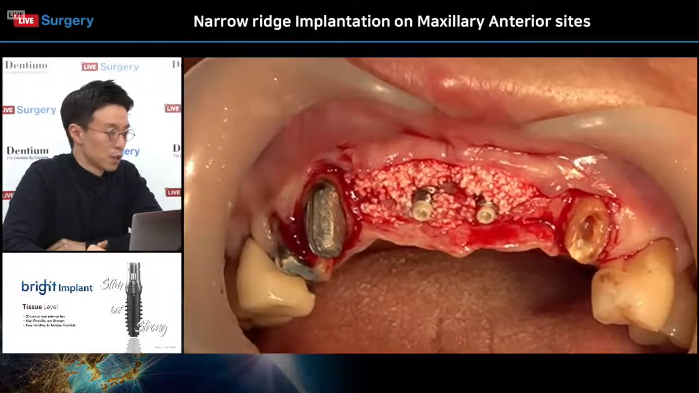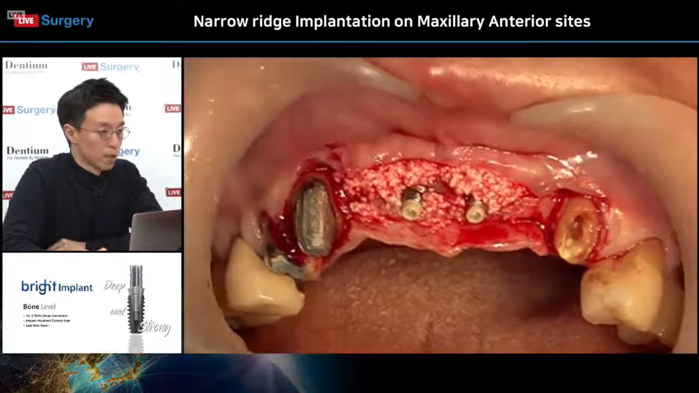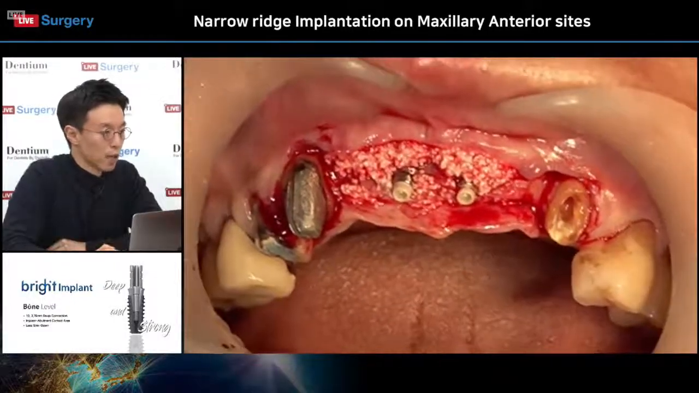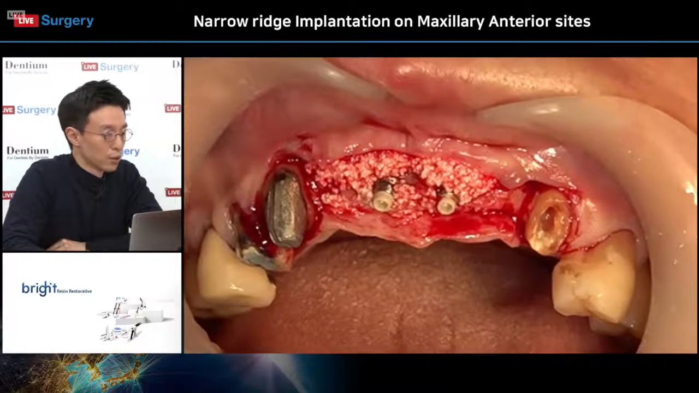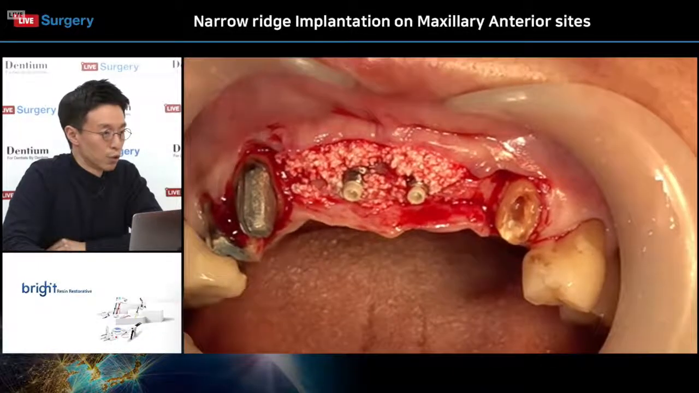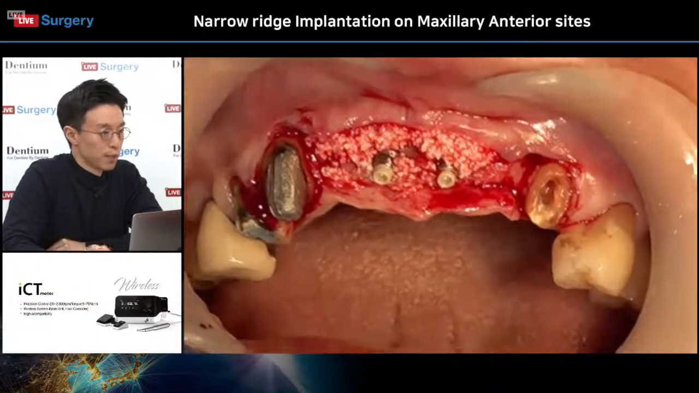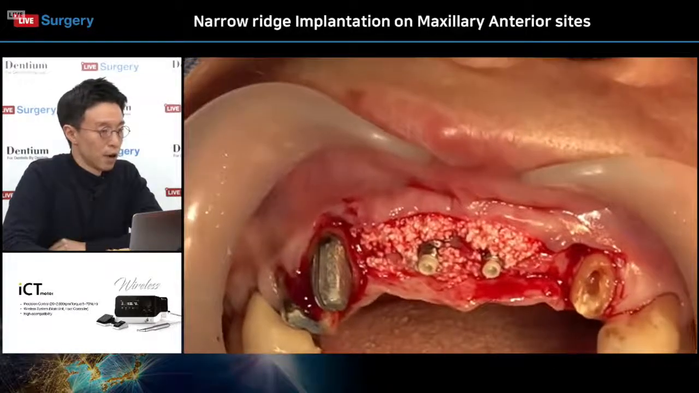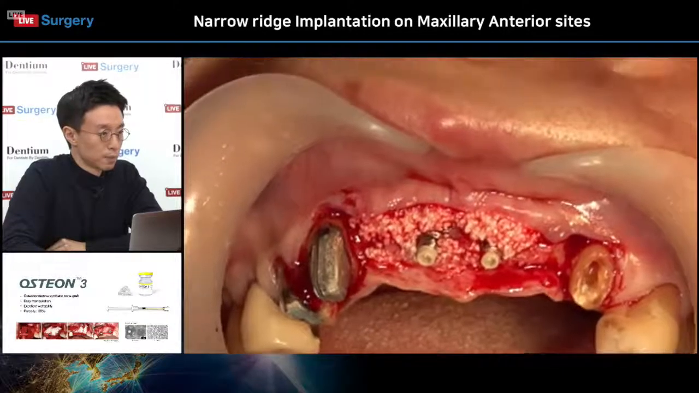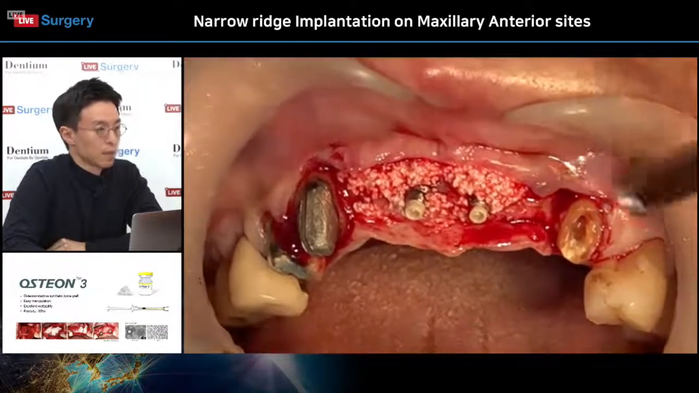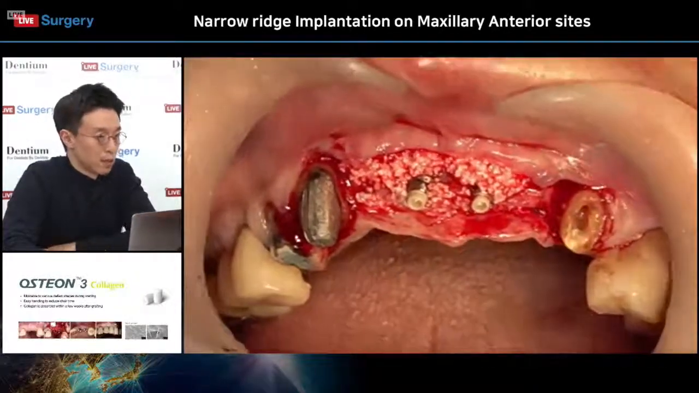Dr. Chung performed anterior augmentation with Osteum-3 collagen. Osteum collagen is very useful to increase volume, especially at the anterior side, buccal and labial side of the maxilla. It can enhance the aesthetic appearance of the patient.